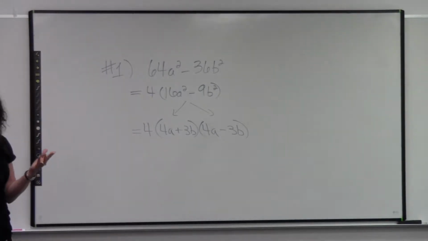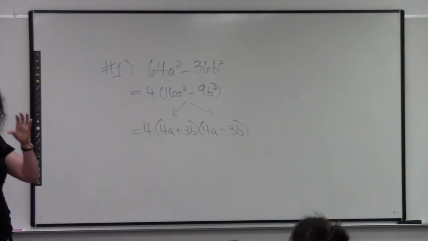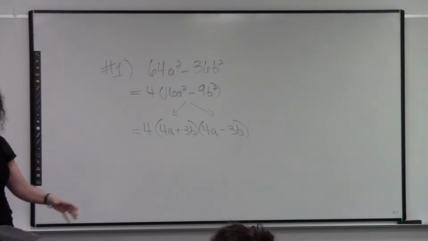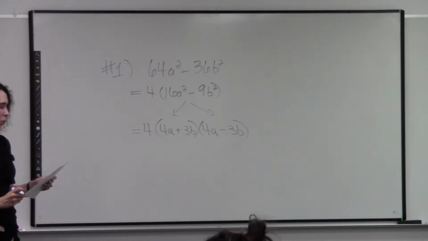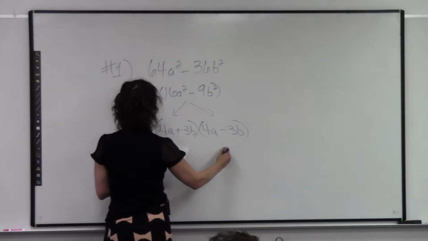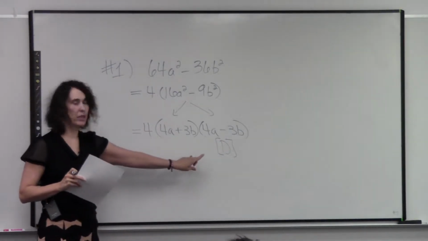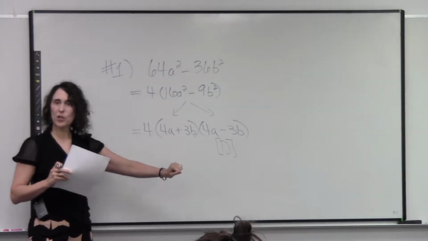Notice the wording. It says one of the factors is, meaning they're not looking for all of it. They're only looking for one section of it. So which one should we be picking? 4a minus 3b. Very good. So we should be picking D. So D. Any questions on that one?